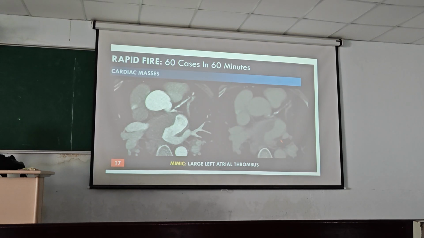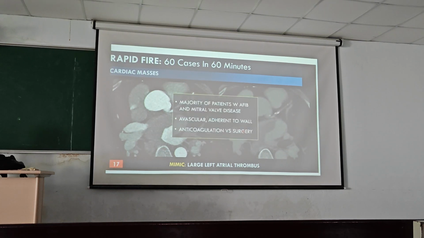Because the cardiologists call, I think the majority of the cases that we see turn out to be thrombus, not tumor. There's more thrombus for sure than tumor. So always keep in mind, could it be an intracardiac thrombus? So a lot of patients with atrial fibrillation and mitral valve disease.